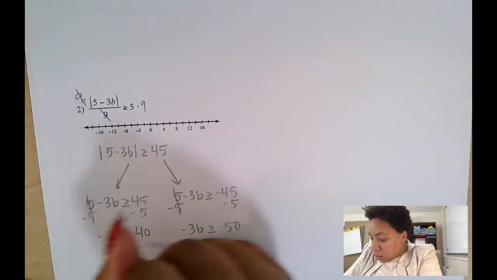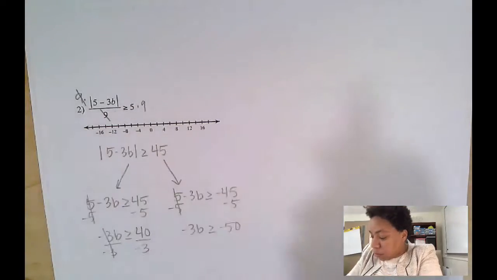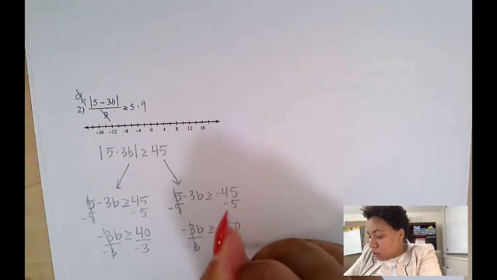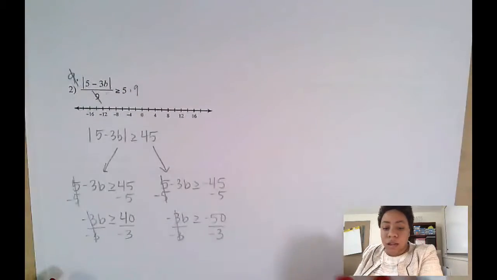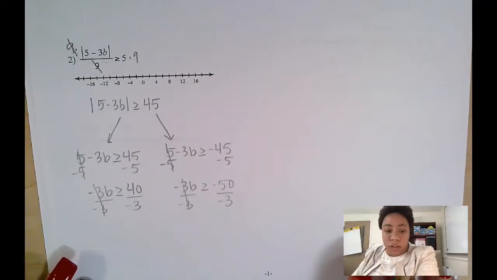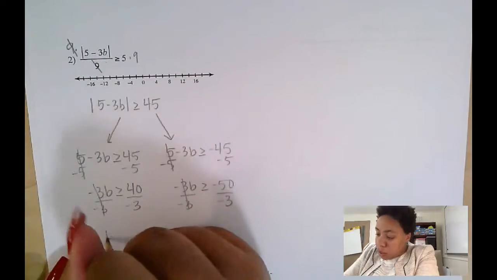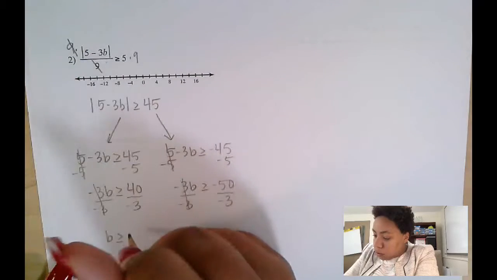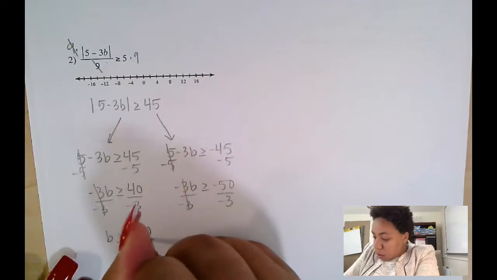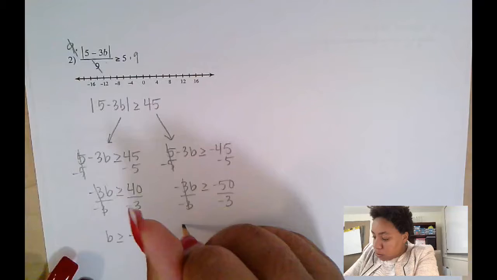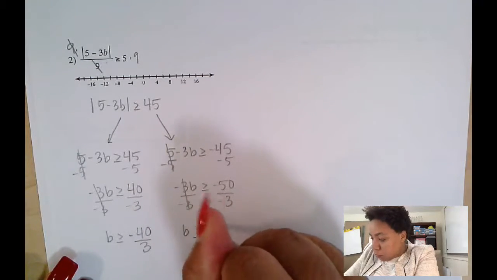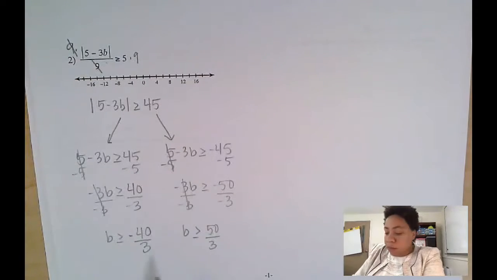Then you're going to divide by the 3. Now you know at this point that these are going to be fractions, and that you're not going to get a whole number here. So it's important that you keep it as a fraction here. And then this is going to become positive, because it's negative over negative. So these are the two values for this.